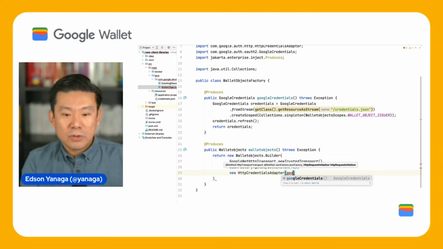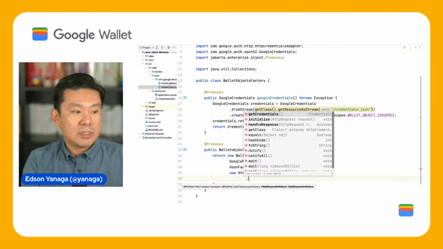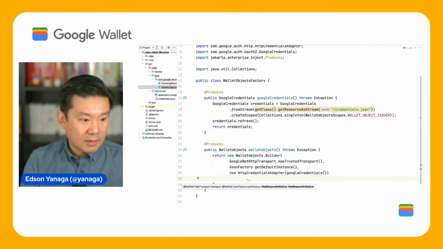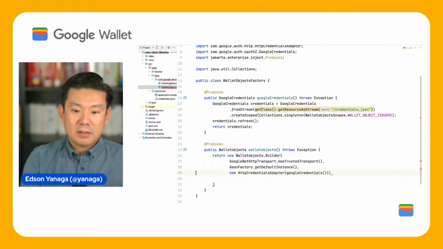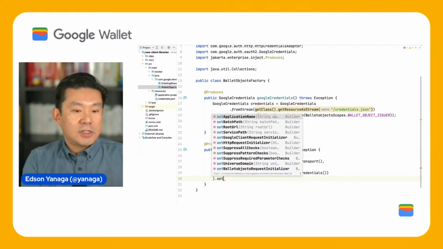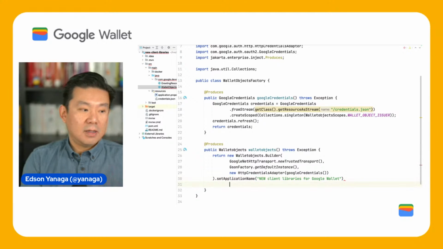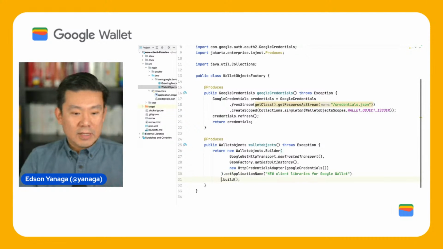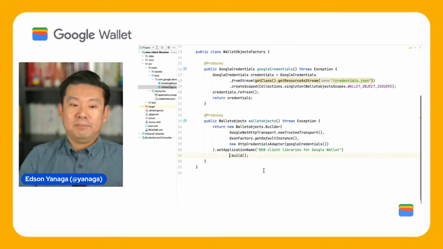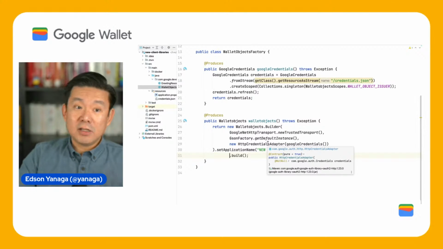Credential adapter, Google credentials. Here I'm using the authentication. And I can also do things, for example, set application name. Credentials. Yeah, I'm done. Oops. Remove this one. And after I did that, I can set the application name, new client libraries for Google Wallet. And I can build it. Okay. So I don't know if that's the best possible formatting, but it's done. So here I created the dependencies that I needed. Now I'm ready to code.